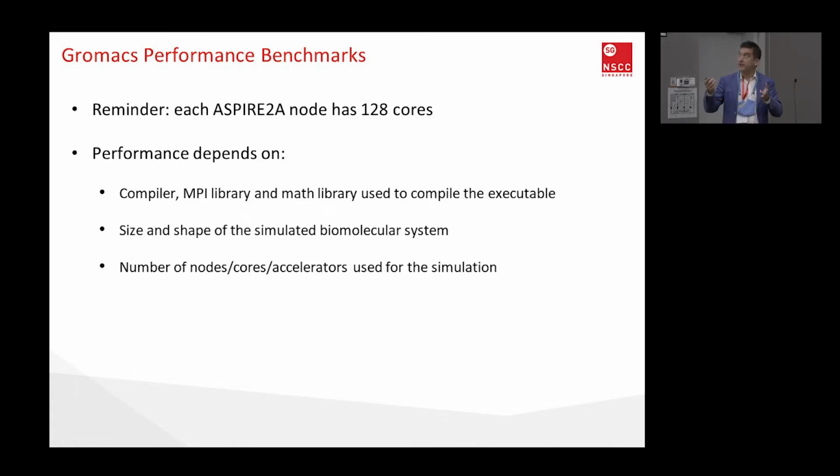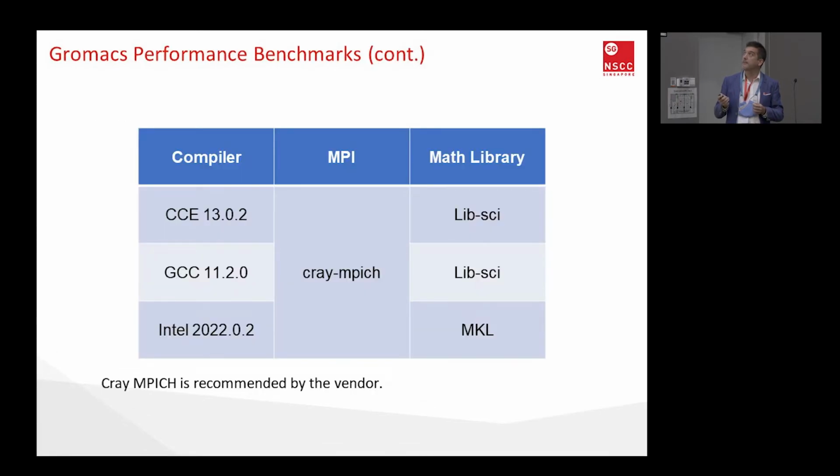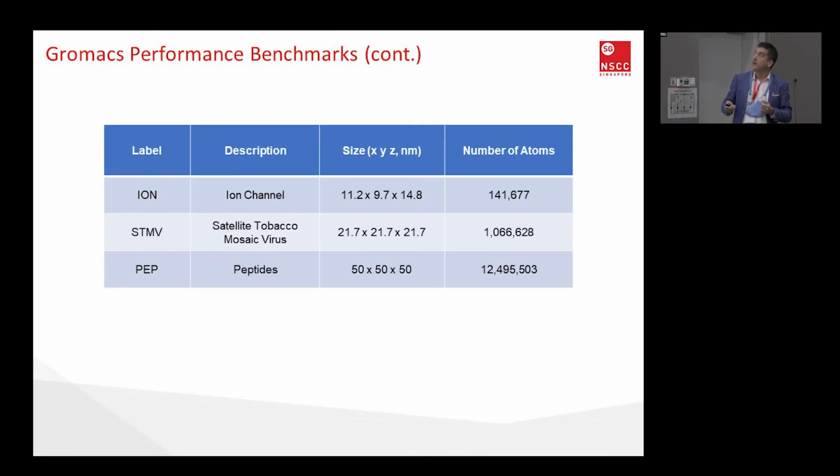So what I did for this presentation today, I compiled 3 different executables for Gromacs. I used Gromacs 2022.1. I used Cray compilers, GNU compilers, and Intel, and I used Cray MPICH because it's recommended. And then I used libsci, and I used MKL for Intel. And I used 3 different benchmarks of 3 different sizes. This one is very small, of course, 140,000 atoms. This is 1 million, and this is more than 12 million atoms.